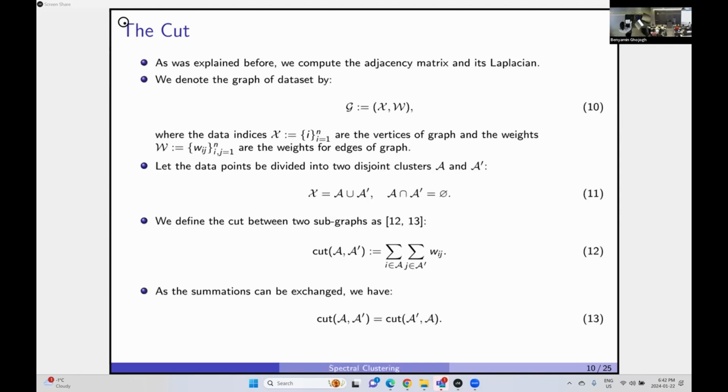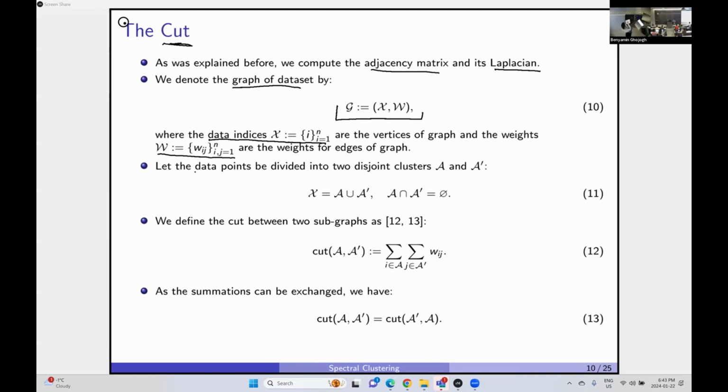As was explained before, now we need to talk about cut. As was explained before, we compute the adjacency matrix and its Laplacian matrix, right? We denote the graph of the data set as this. Data instances, data points are x_i, i from 1 to n. These are the vertices of the graph. And these are the weights, w_ij, the weights between x_i and x_j. Agree?